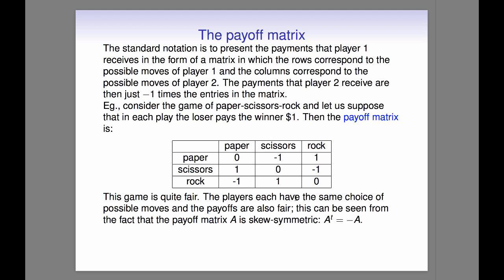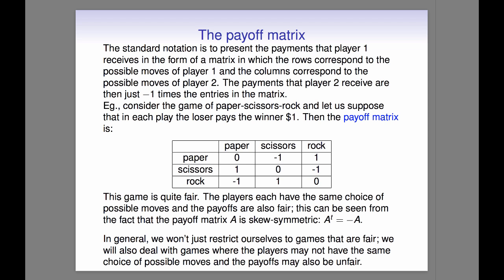In this particular game, the game is fair in that the winnings for one player are the same as the winnings for the other. We don't necessarily have to restrict ourselves to such games. We'll consider games in which the possible moves for one player might be different to the possible moves for the other, and that payoffs could be different as well. It doesn't make a big difference to the theory. So we'll consider games which are unfair in a certain sense.